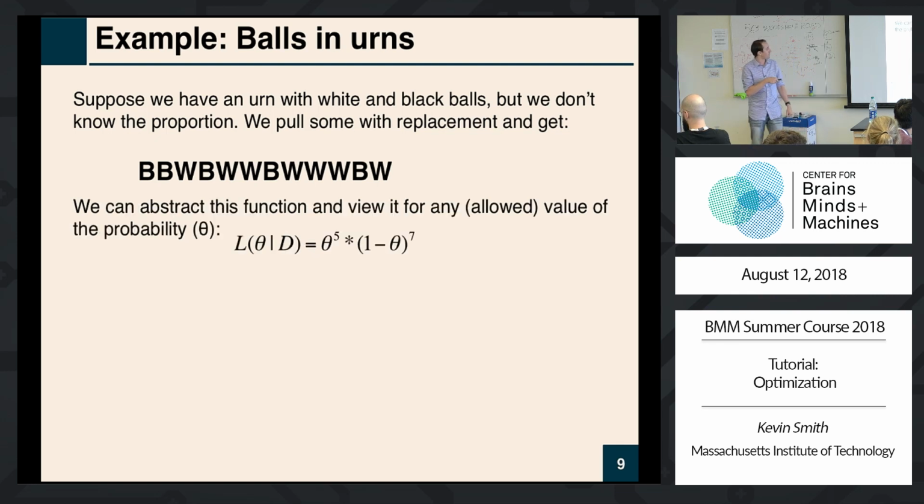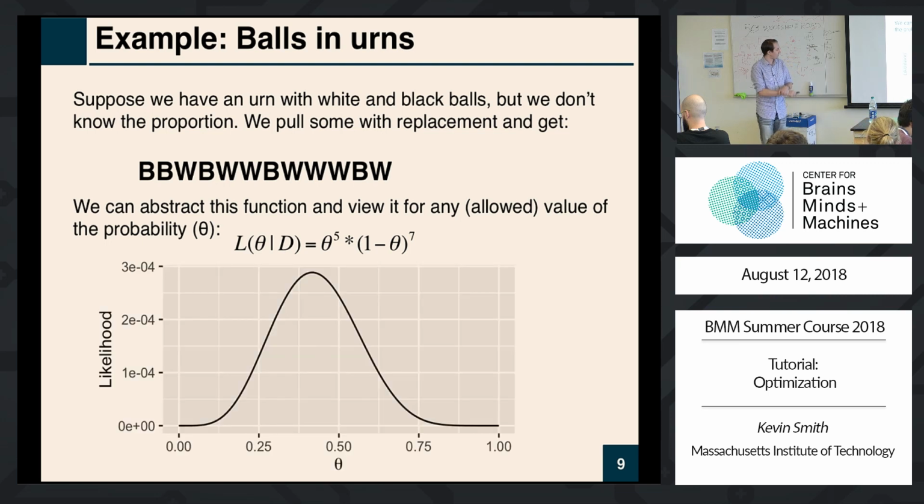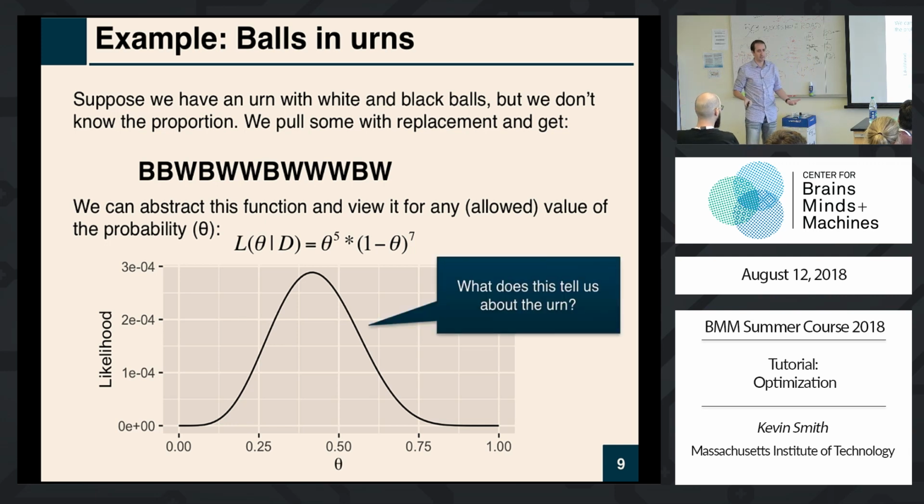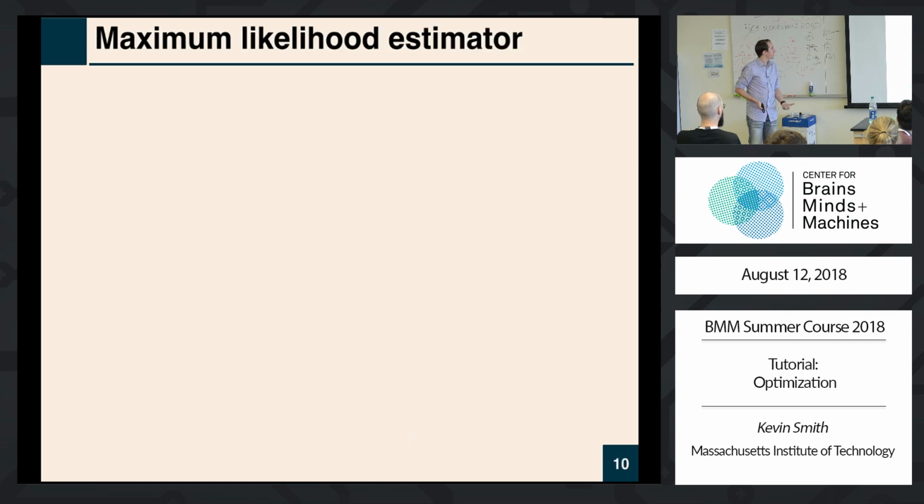And we can write that out in a more generalized form as this. And now that we have this function, we can draw this out and get this likelihood graph. So all allowable values of theta just range between 0 and 1. And you can see how the likelihood changes as that value of theta itself changes. But this is all well and good, but what does this actually tell us about the urn?